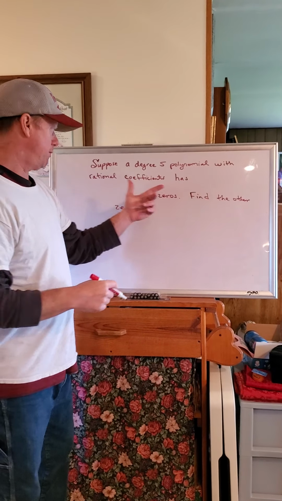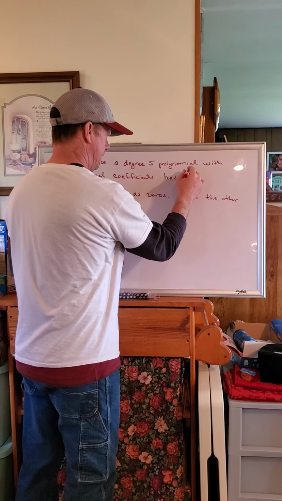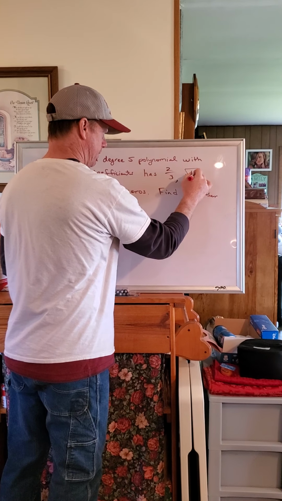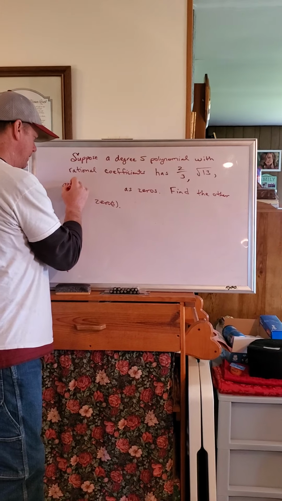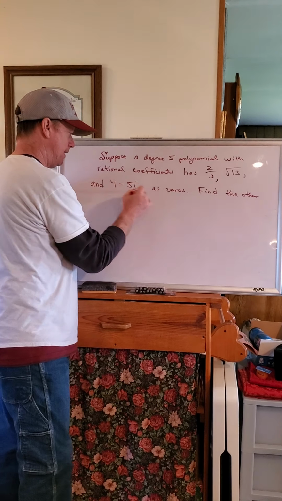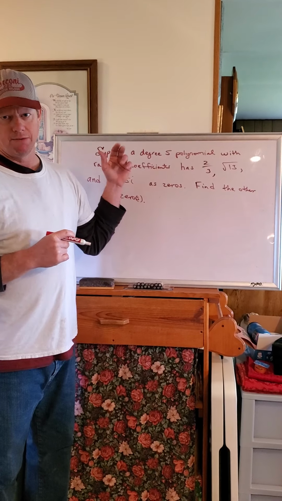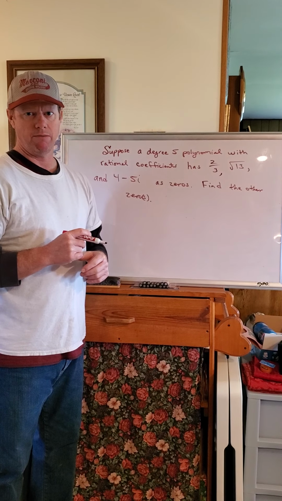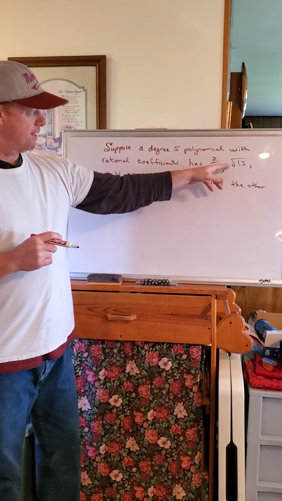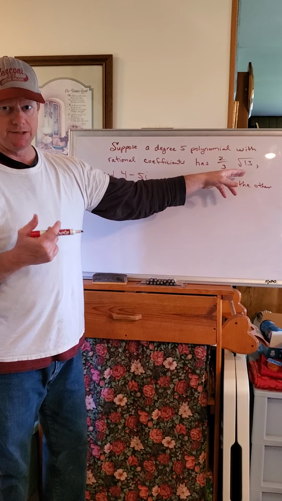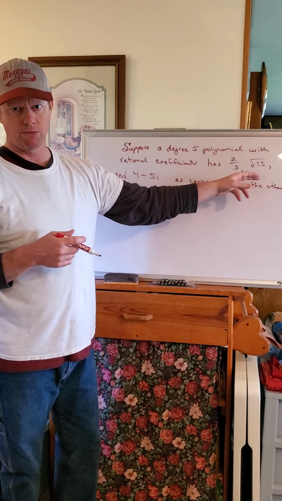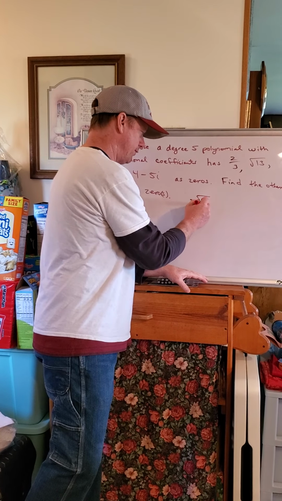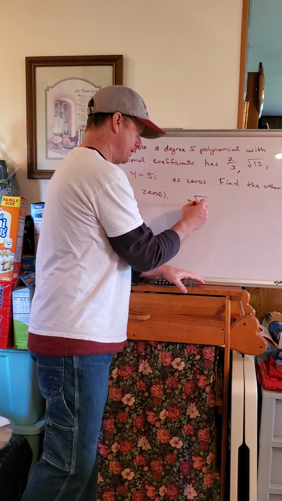So, say we have a degree 5 polynomial with rational coefficients, and it has 2/3, square root of 13, and 4 minus 5i as zeros. So once again, we got a degree 5 polynomial. It gave us 3 of the zeros, and it wants you to name the other ones that are out there. Once again, as soon as you see a square root of a number is one of your answers, the opposite of that square root will also be an answer. So since the square root of 13 is an answer, negative square root 13 is going to be another answer.